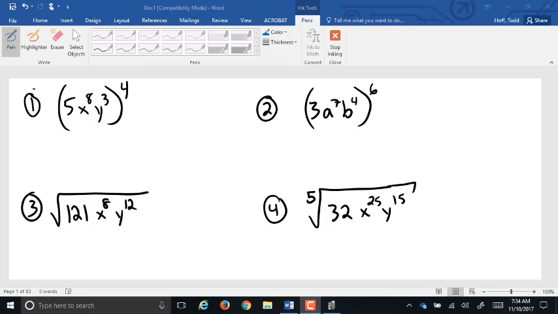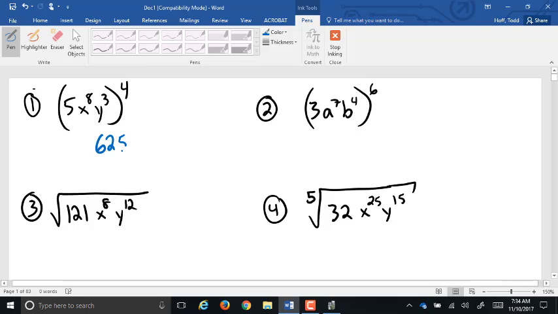So for the first one there, 5x to the 8th y to the 3rd, all to the power of 4. We do the number to the power first. What is 5 to the power of 4? 625. Then for each variable, when we take an exponent to another power, we multiply the powers. So x to the 8th to the power of 4 becomes x to the 32, and y to the 3rd to the power of 4 is y to the 12. Very good.